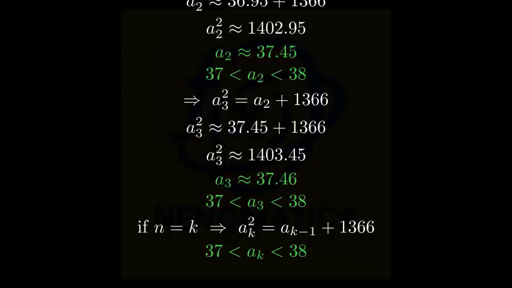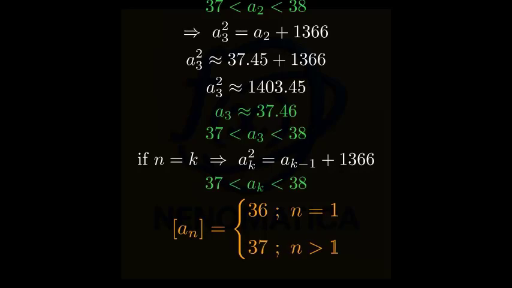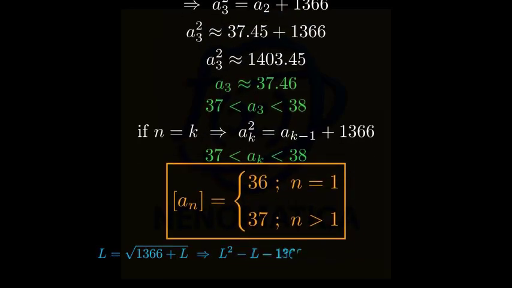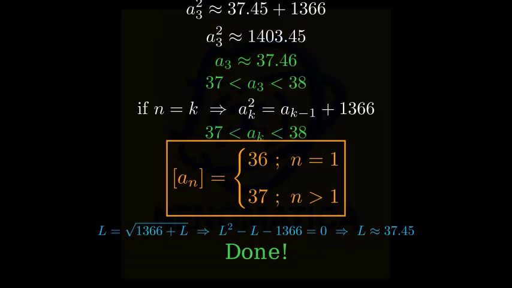Therefore, the integer part of a_1 is 36, and for all n greater than 1, the integer part is 37. As a quick intuition, if the sequence approaches a limit L, then L equals the square root of 1,366 plus L, which solves to about 37.45. That sits between 37 and 38, matching our bounds. Final result confirmed: the floor of a_n equals 36 for n equals 1, and 37 for every n greater than 1.